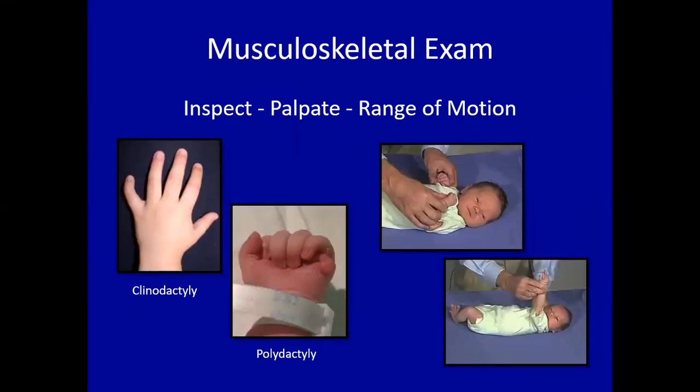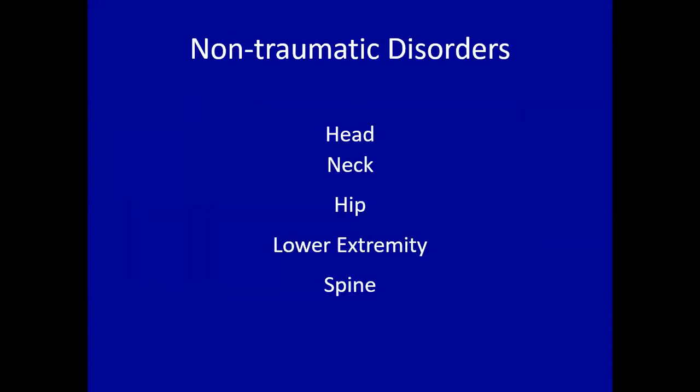Musculoskeletal exam, so it doesn't change with kids. We're going to inspect, palpate, and do some range of motion. Clinodactyly is this malformed pinky, and then polydactyly is the extra digit there that you can just barely see on the lateral portion of that hand. And then they're just taking this baby through a general exam. Non-traumatic disorders, we want to look for those. We're going to look at the head, neck, hips, lower extremities, and spine.